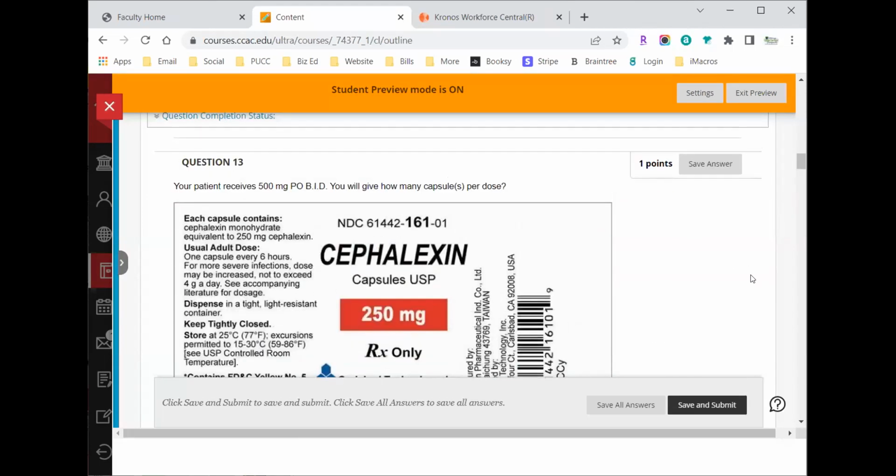Your patient receives 500 milligrams by mouth, BID, twice a day. You'll give how many capsules per dose? I had another conversation recently, and the question was, what if it doesn't tell you per dose? What do you calculate for? The default is per dose. If it tells you per day, that's what they want. If it tells you per dose, great. If it doesn't say per anything, just assume that it's per dose. That is the default, unless it tells you otherwise.